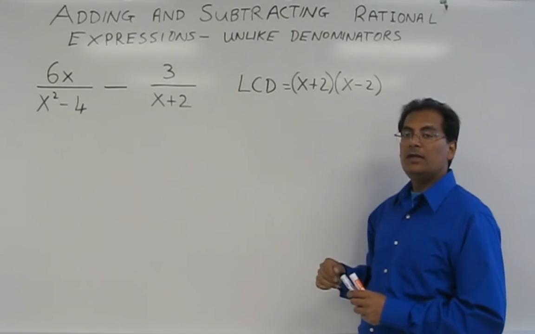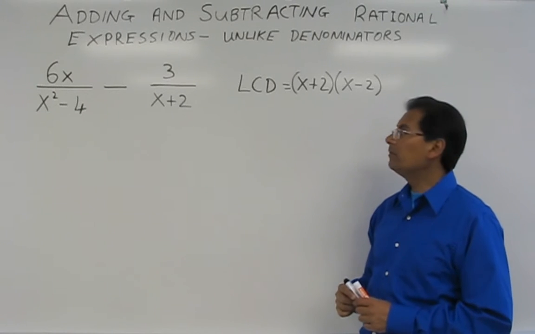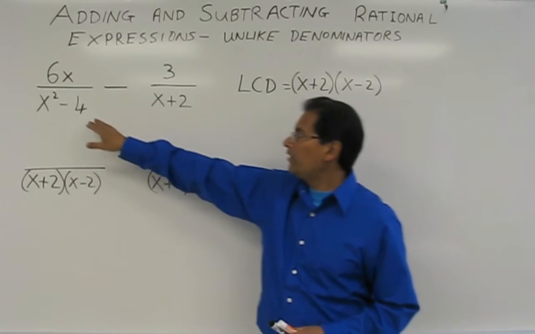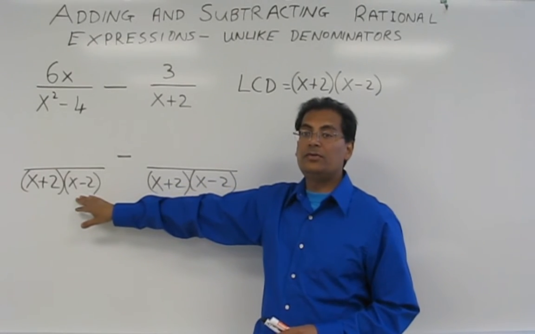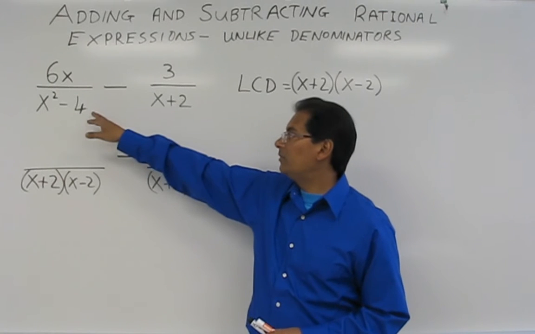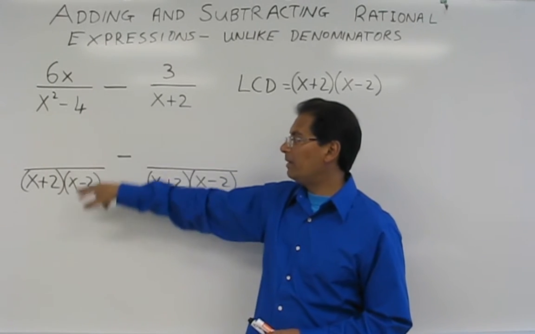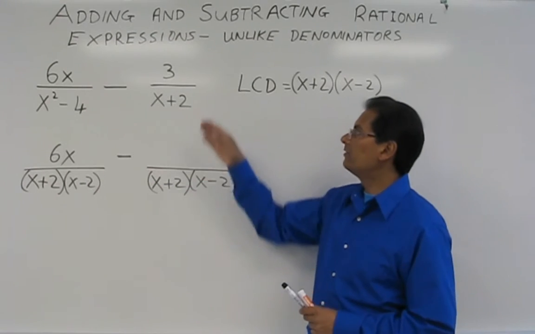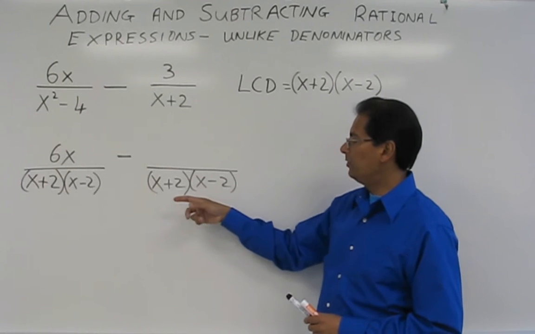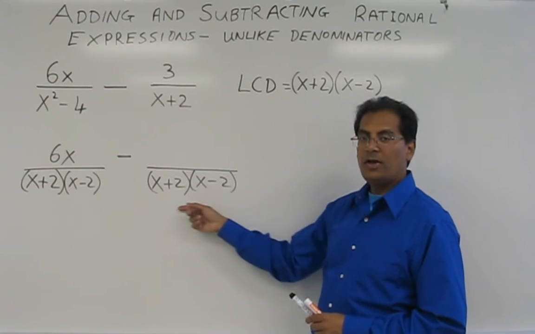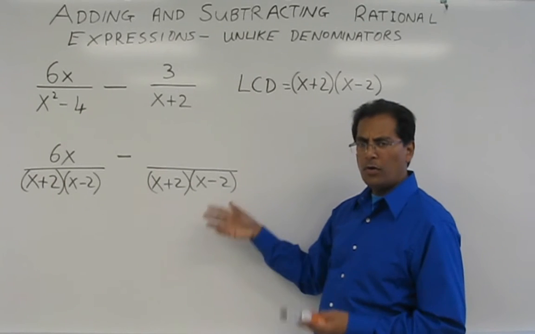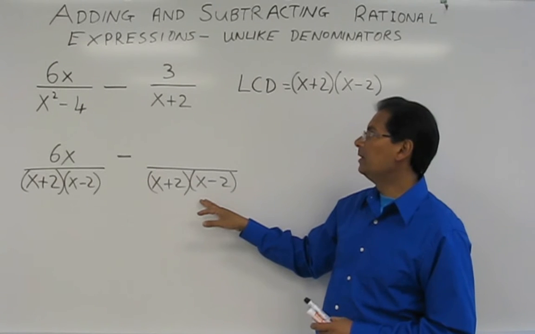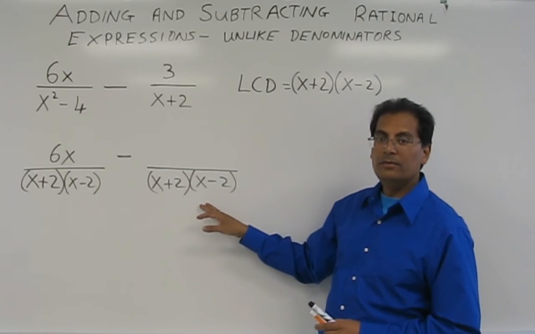Now that you have the LCD, you want to write these two fractions as equivalent fractions with this as a denominator. So we see that x squared minus 4, which is x plus 2 times x minus 2, we actually don't need to multiply this by anything, because they're the same thing. Therefore, this fraction can just be rewritten. The second expression, we see x plus 2, how many times will that go into this denominator, x plus 2 times x minus 2? Or in other words, what should I multiply this by to get this one? And we see we have to multiply both top and bottom by x minus 2.